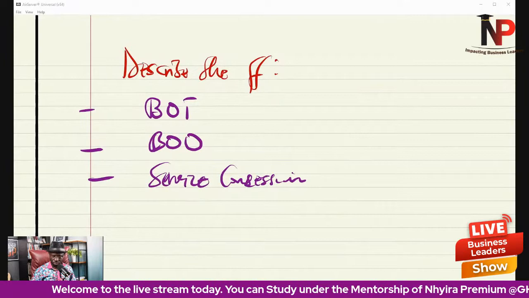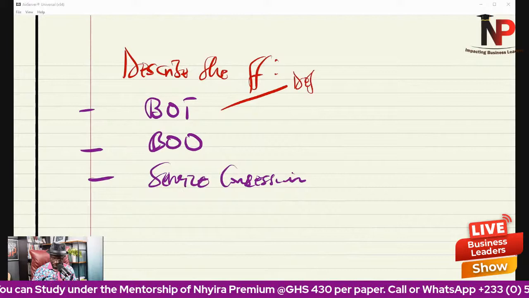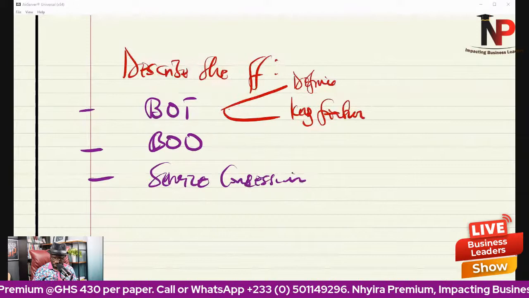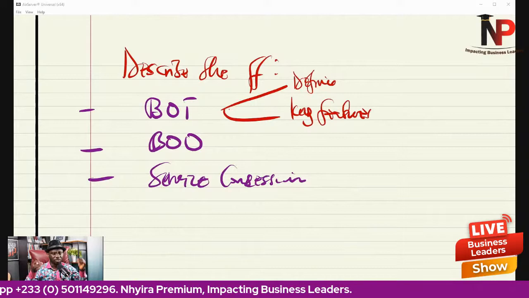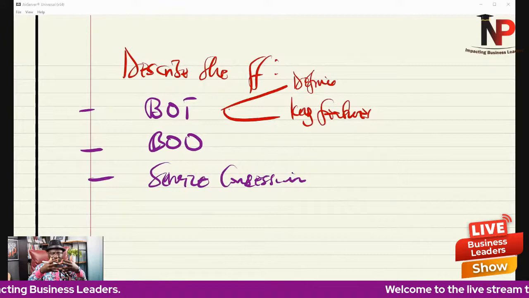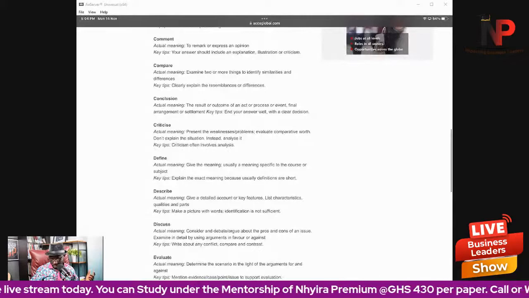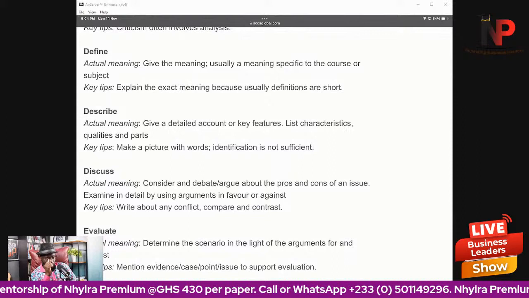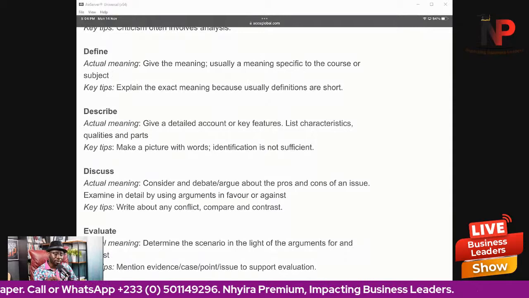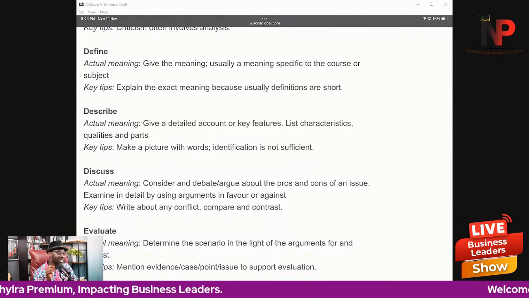So what are you going to do? One liner, you're going to be defining what this is. Give us a short definition. Then you can give us some key features of it. And for those of you doing public sector, we've done these things in detail. So when the examiner says describe, give us a scenario so that we can understand it. We can picture what exactly you're saying. BOO, the same thing. So when the examiner says you should describe something, it means you should give a detailed account of it. Now, you see, it is the verb used that determines how you write your answers and not just the mark allocation. Let me say that very well.